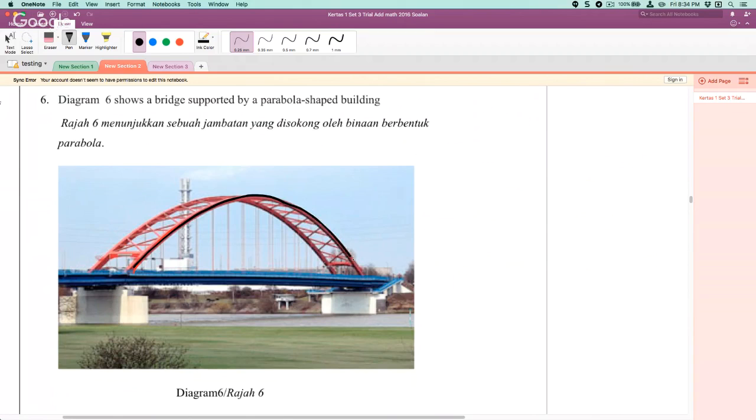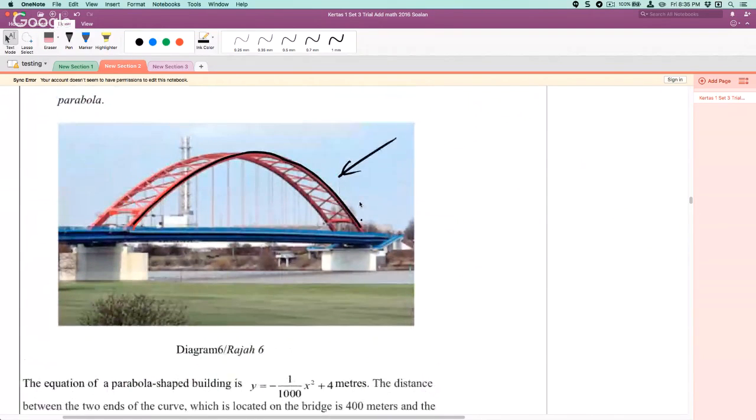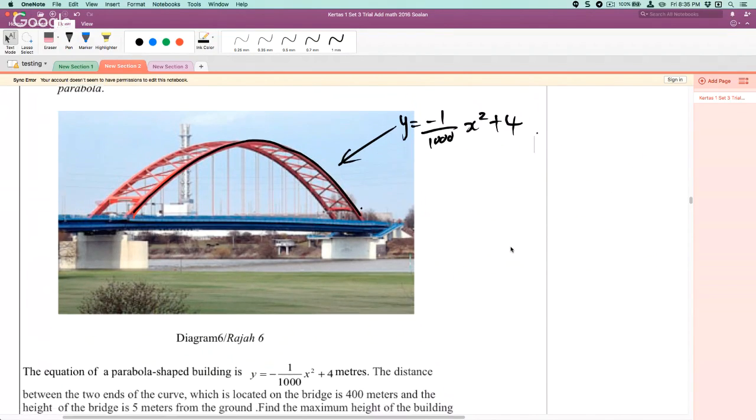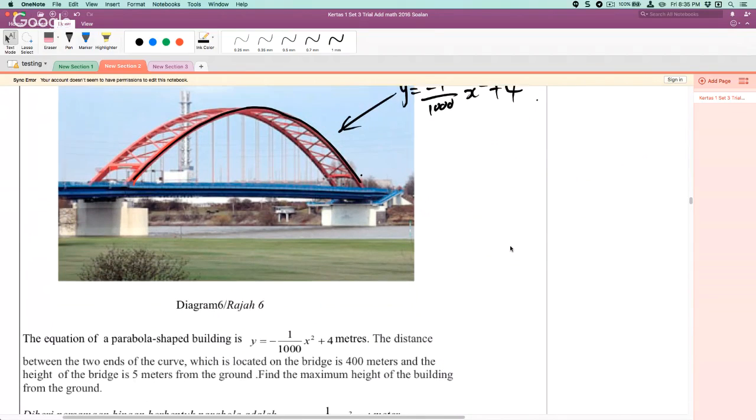So you have this parabola shape, and this parabola shape gives you one equation: y equals negative 1 over 1000 x squared plus 4. All right, this is the equation of the bridge. And the information here is quite confusing.